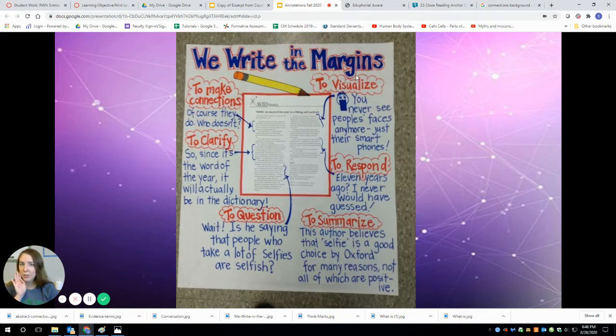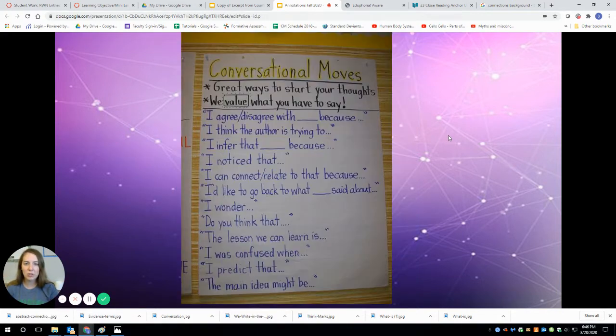You can also draw pictures in the margin to help you visualize. You can respond. Maybe they said something that made you angry or made you laugh out loud. You could write LOL or draw an angry face. Or you could summarize in the margins. I usually only do summarizing when there's a whole lot of information that I want to remember. Sorry, I'm talking really fast. That I want to remember in one sentence. Or if there's a lot of information and there's no way I'm going to remember it all, I'll try to see if I can summarize it in a sentence or two.